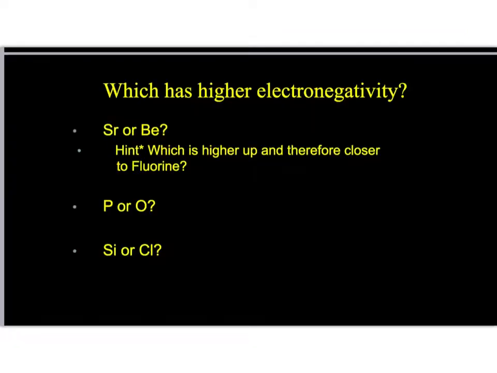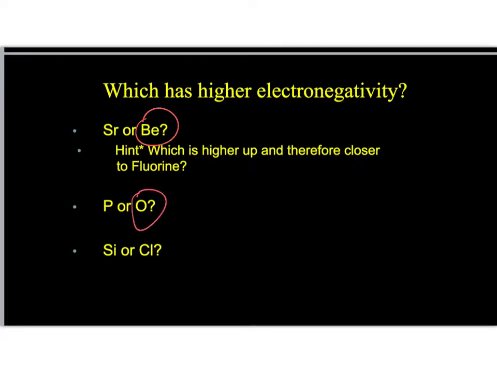Okay, so which has the higher electronegativity? Looking at the first one, we have strontium and beryllium. We look at it on our periodic table. Beryllium is higher in the group, and so therefore beryllium is going to have the higher electronegativity. Then we look at phosphorus and oxygen. Oxygen is higher and further to the right, so it's going to have the higher electronegativity.